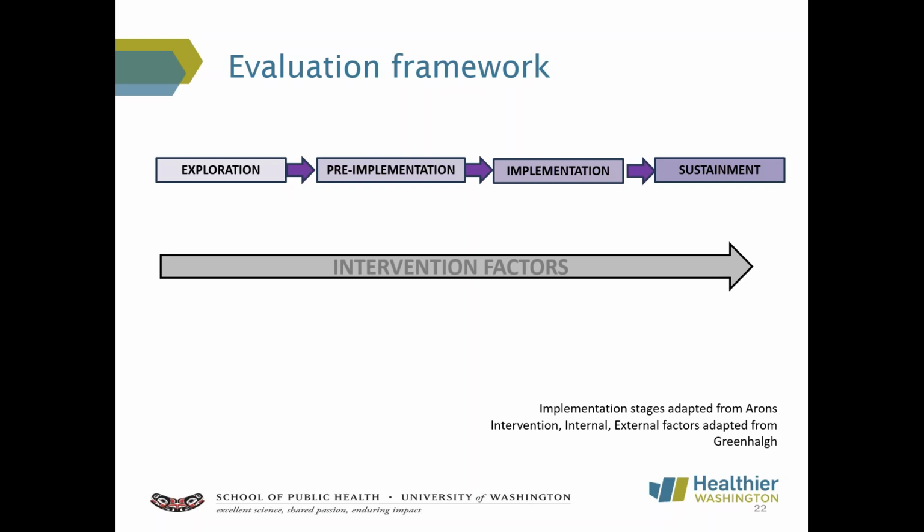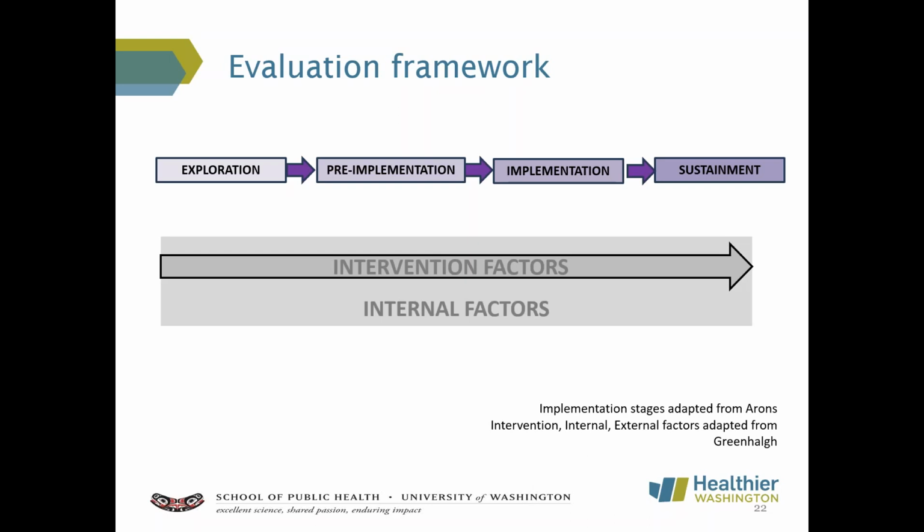In each of these stages, intervention factors can impact how it is implemented. For example, in the exploration phase, if a hub intervention is easy to understand and appears to offer clear advantages, it is more likely to be adopted than an intervention that is complex and offers little relative advantage.